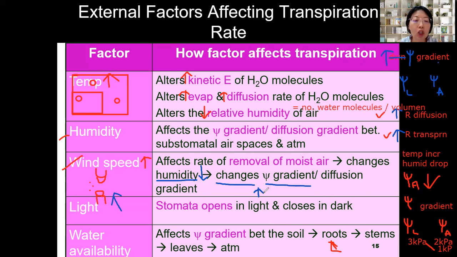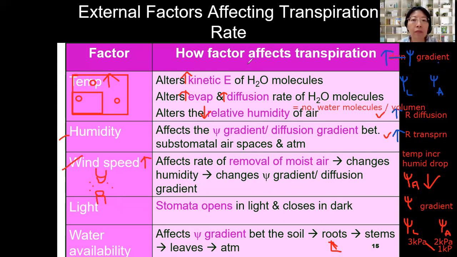The water potential gradient, the slope, has increased, because originally it's 3 versus 2, and now it's 3 versus 0. Comparing 3 versus 2 and 3 versus 0, of course this one is steeper. So the water potential gradient has increased. That will increase the diffusion rate of water vapor, and therefore increase the transpiration rate. Can you see the explanation is very systematic? You just work it out step by step, and you will get the correct answer. So use this method to explain.